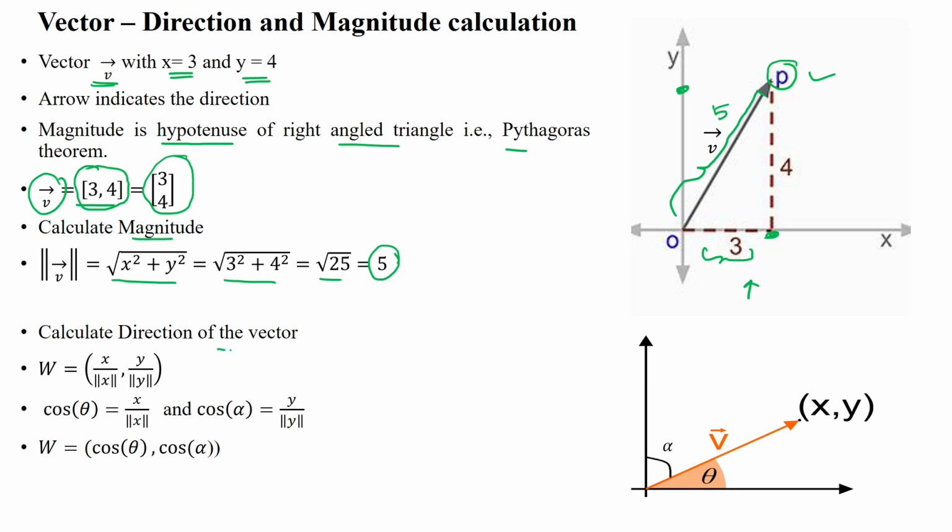The direction of the vector is calculated using the notation w, which is x divided by norm x and y divided by norm y. Here we apply cos theta for representing the angle, cos theta equal to x by norm x, and cos alpha equal to y divided by norm y. Then we can say w equals cos theta comma cos alpha, by substituting these values. So this represents the theta orientation, and this represents the alpha orientation for the given vector v. This point is the point we are calculating, which has x value and y value.